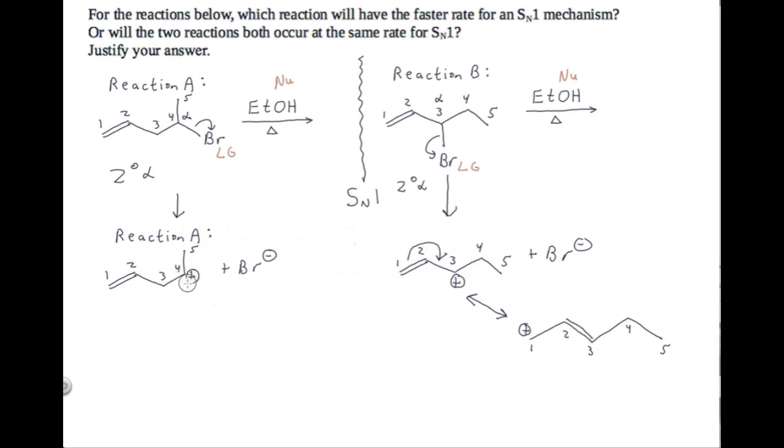This carbocation is not resonance stabilized. It's too far from the pi electrons to participate in resonance with those pi electrons. Carbon 4 is too far from these pi electrons to participate in any resonance with the pi electrons. Resonance structures involve the movement of pi electrons.